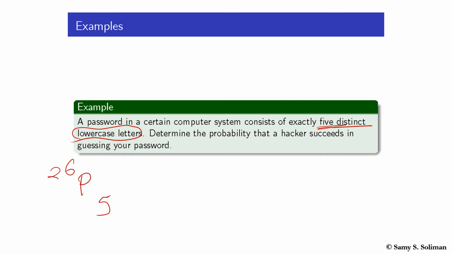However, he is not asking about that number directly. He is asking about the probability that a hacker succeeds in guessing your password. So the probability of such success is the probability of getting the exact password. So in how many ways is there an exact password? That is just one way, and the probability of guessing such a password is the number of ways the password is true, which is 1, divided by the overall number of passwords, which is 26P5.